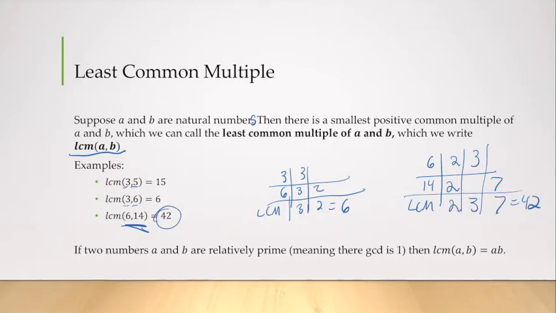Okay, this is great when we're working with small numbers, but what if we're working with really big numbers? If we're working with really big numbers, we need another way to find the least common multiple. Friendly reminder that if two numbers are relatively prime, so their GCD is 1, then the least common multiple is just going to be them multiplied together, because that means they have no factors in common.